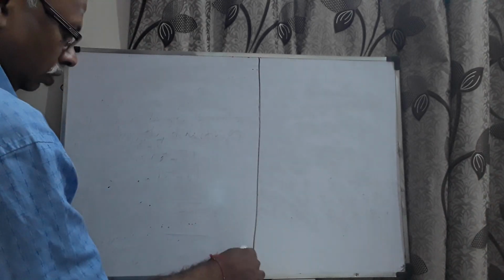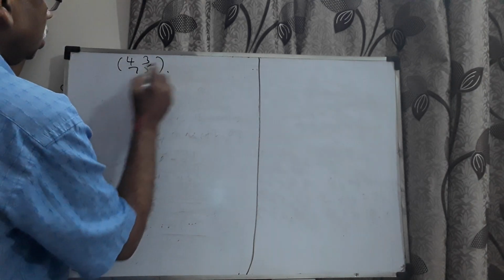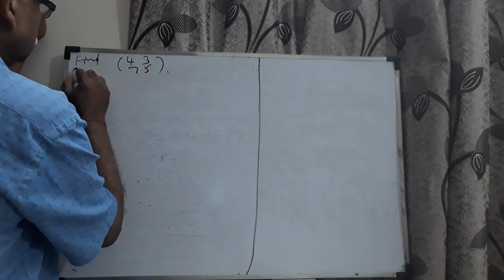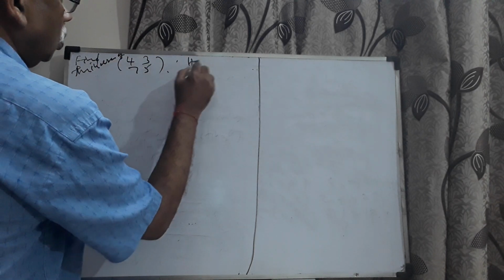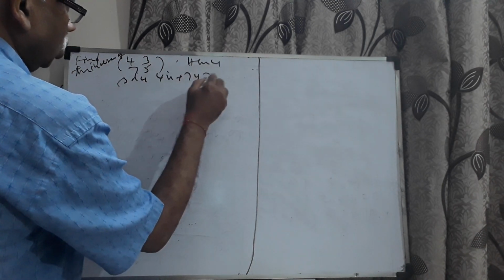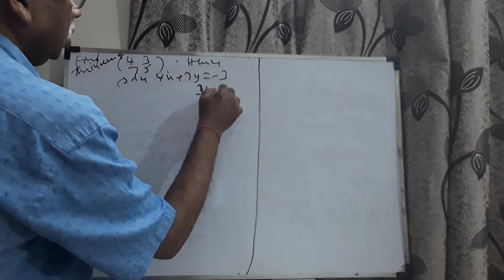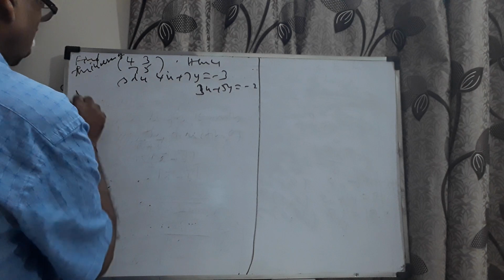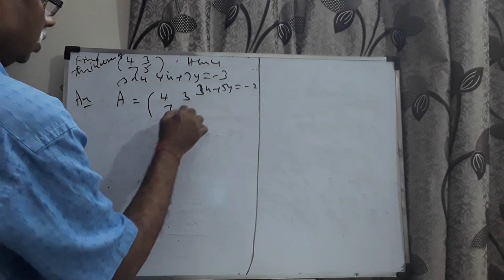It's an easy problem. Okay, then the next problem: find the inverse of the matrix [4 7; 3 5]. Hence solve 4x plus 7y is equal to minus 3, 3x plus 5y is equal to minus 2. Let me just find the inverse initially. A is equal to [4 7; 3 5].